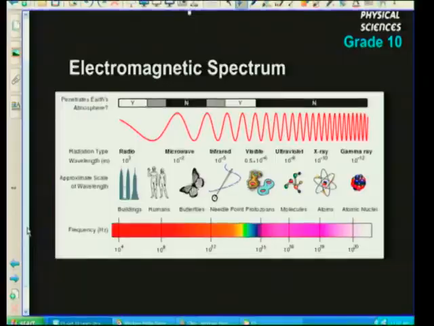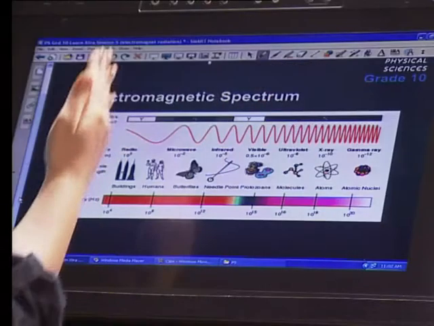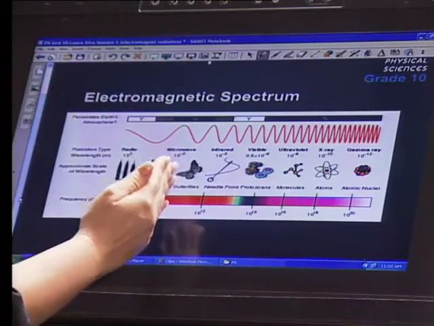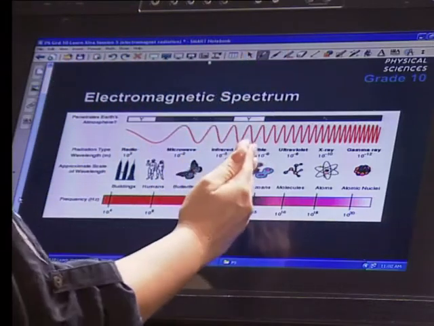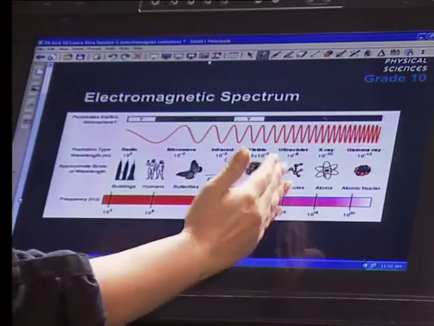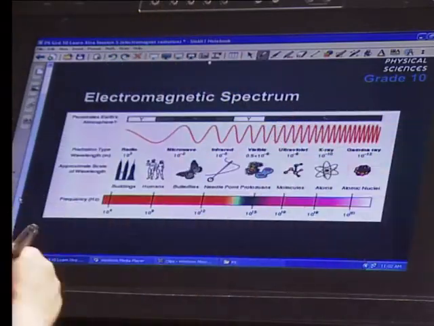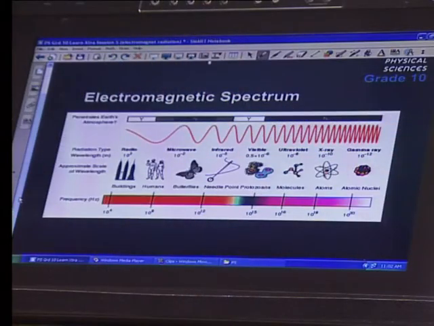Now, I'm hoping you all have some sort of diagram of the spectrum, and I have one on the screen which shows you the basic parts of the spectrum, starting from radio waves, which are quite long, low frequency waves, and it moves all the way to gamma rays. So we look at radio waves, microwaves, infrared waves, visible waves, which is light, ultraviolet, X-ray, and gamma. Now we're going to look at each of those in a little more detail.